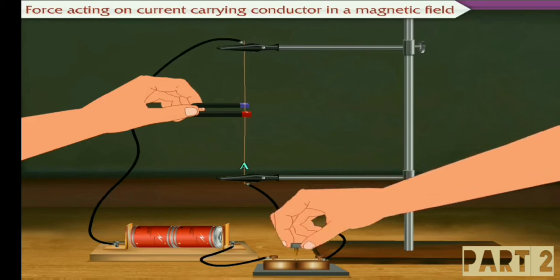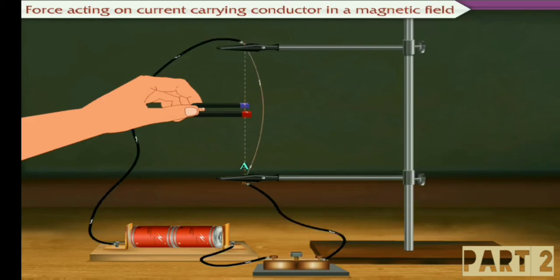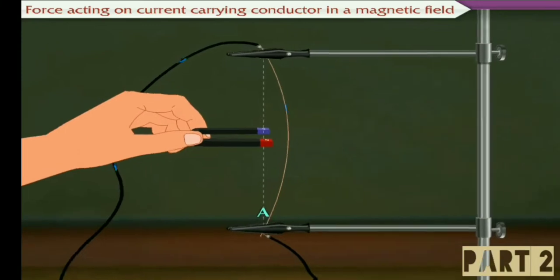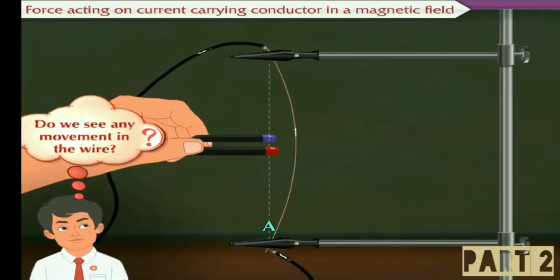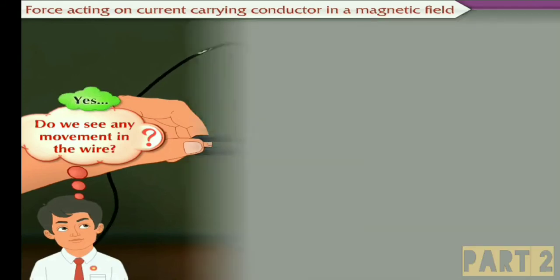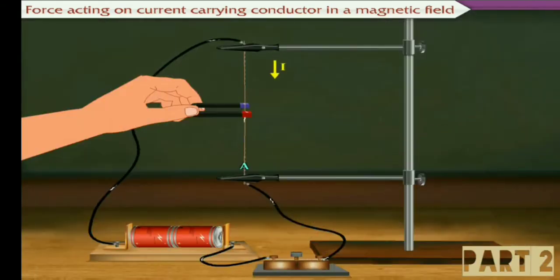Now, close the key and allow the current to flow in the circuit. Let us observe the copper wire. Do we see any movement in the wire? Yes. When the current flows from top end of the wire to its bottom end, the wire bends. Let us mark this position of wire as C. Let us now keep the plug key open. We observe that the copper wire becomes straight again.